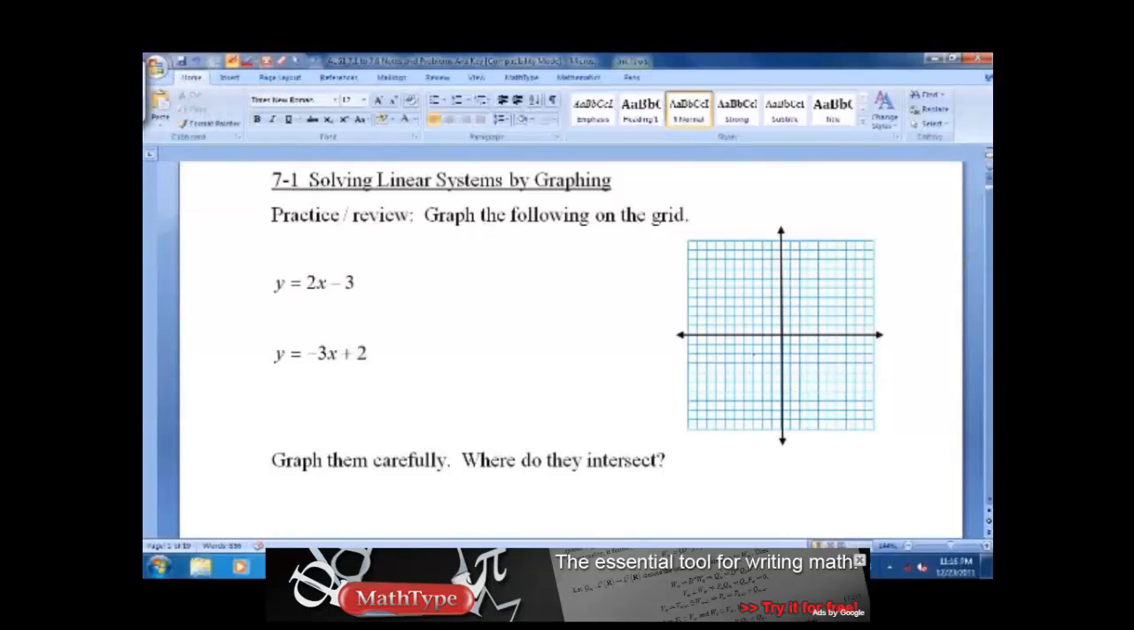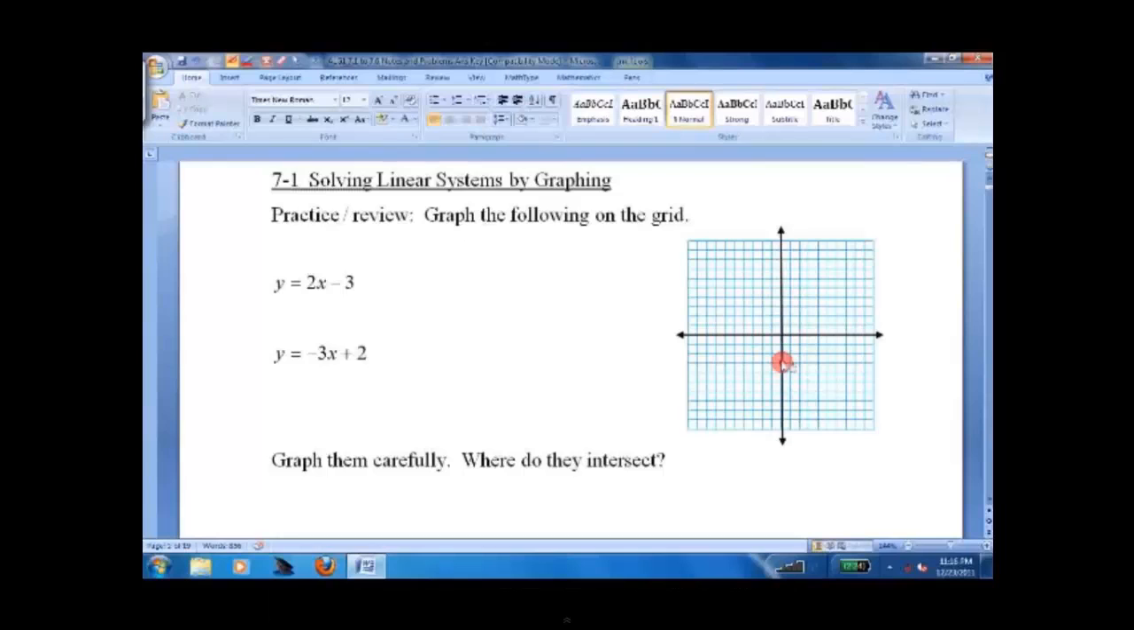2x minus 3, down 3, and up 2 over 1. And now I'm going to do something that I don't usually do. I'm going to go up 2 over 1, up 2 over 1, and I'm not going to connect my dots until I graph the other one. The other is up 2, down 3 over 1, 1, 2, 3 over 1.